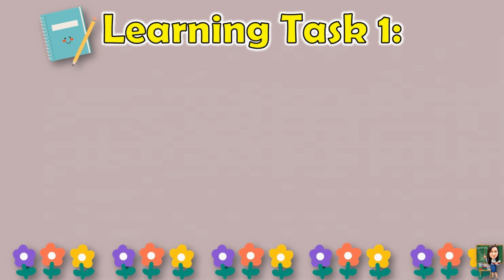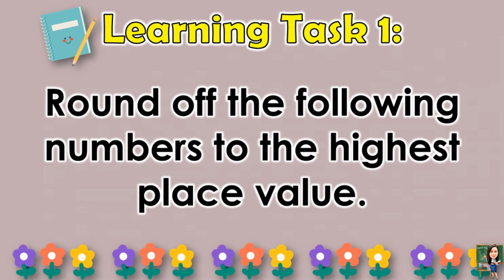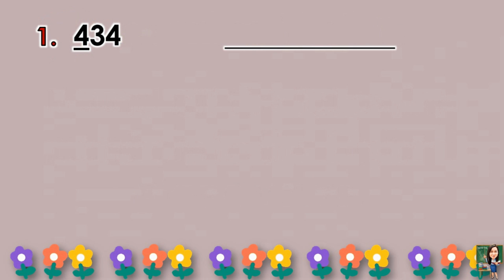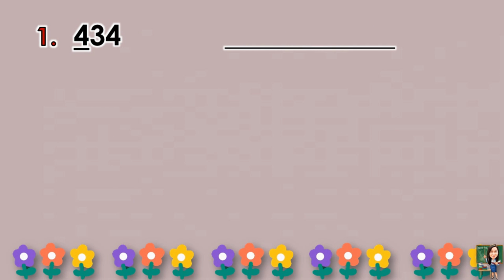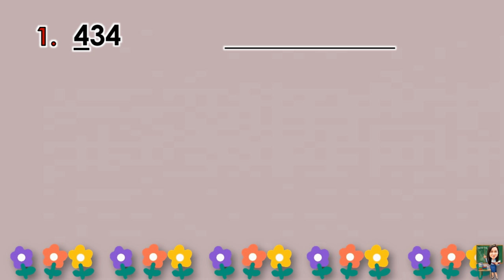Learning Task 1. Round off the following numbers to the highest place value. Number 1. 434. 4 is in the highest place value because it is in the hundreds place. If the digit from the right before the given digit is 1, 2, 3, or 4, the given digit will still remain, and the rest of the numbers will change to 0. But if the digit from the right before the given digit is 5, 6, 7, 8, or 9, we will add 1 to the given digit and the rest of the digits will change to 0.